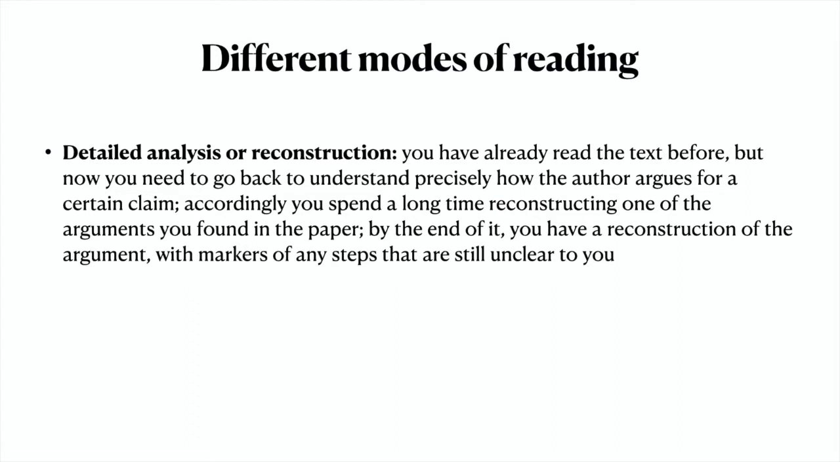So you have already read the text before if you want to do that. You already know a lot about the text, but now you need to go back to understand precisely how the author argues for a certain claim. And so you spend a long time reconstructing one of the arguments you found in the paper, for example. So by the end of this exercise, you will have a reconstruction of the argument with markers of any steps that are still unclear to you, or maybe pointers of things that you want to develop more or think about more.